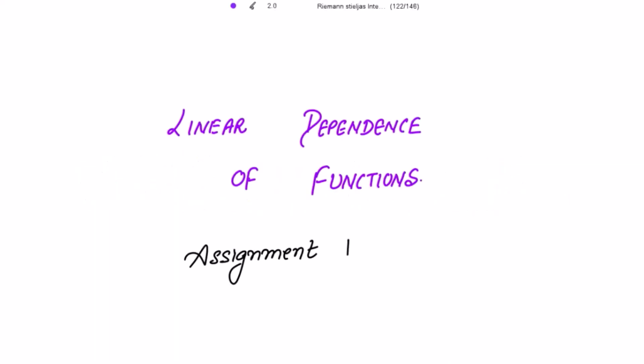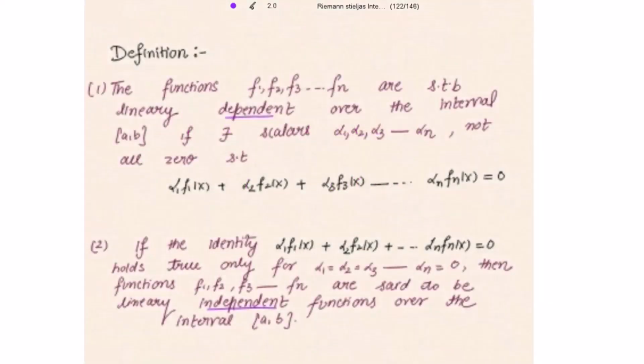So let's start with the first assignment, linear dependence of functions. The definition is: the functions f1, f2, f3 up to fn are said to be linearly dependent over the closed interval [a, b] if there exist scalars alpha1, alpha2, alpha3 up to alpha n, not all 0, such that alpha1 f1(x) plus alpha2 f2(x) plus alpha3 f3(x) and so on up to alpha n fn(x) is equal to 0.